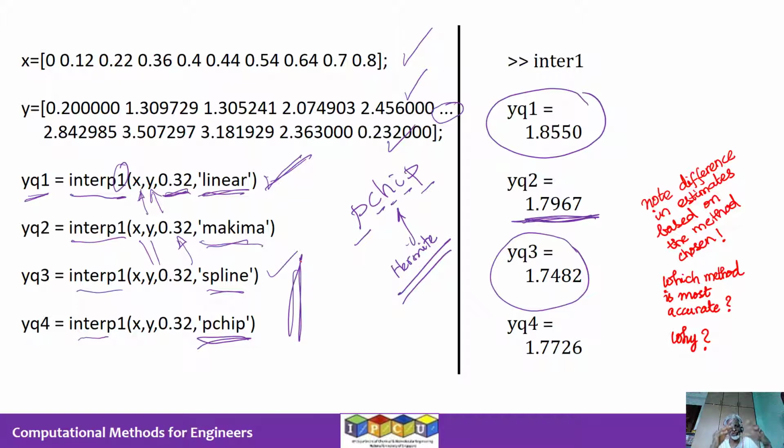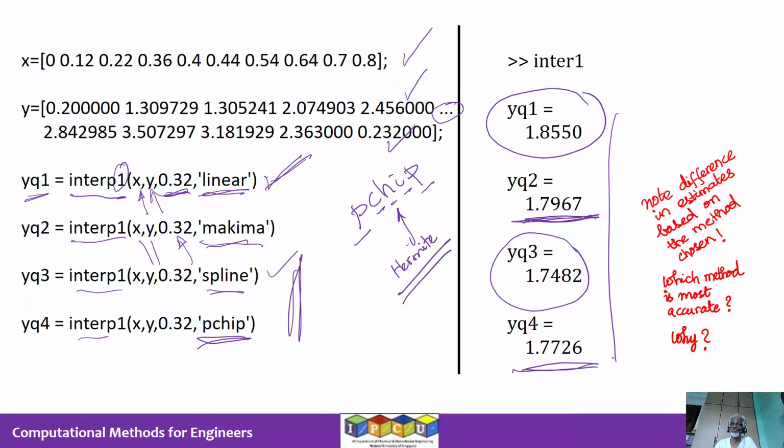All of these are part of a family. Depending on the kind of behavior we think the system has or what we can tolerate, we choose one of these, Makima or spline or p-chip. So with the p-chip option, we are going to get a value of 1.7726. Note, different options give us different estimates of the value of the function at x is equal to 0.32. So which method is right? In reality, we would never know. So we just choose something and then be happy with the results.